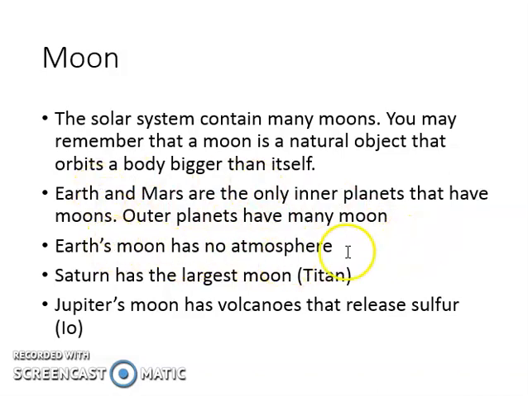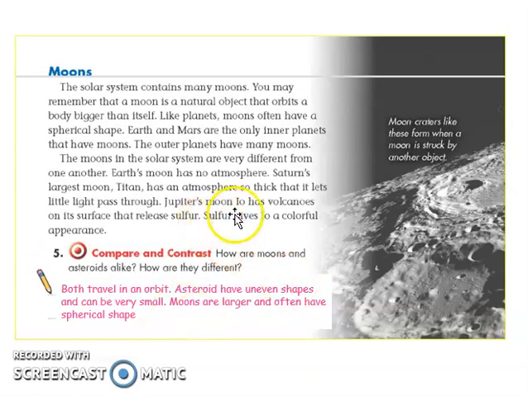Earth's moon has no atmosphere. If you are on the moon, if you are Neil Armstrong, the first astronaut that landed on the moon, if he tries to look up from the moon, he cannot see something because there is no atmosphere. But if you go to Jupiter, it says here in your book, Jupiter's moon Io has a volcano on its surface that releases sulfur. Sulfur gives it a colorful appearance.